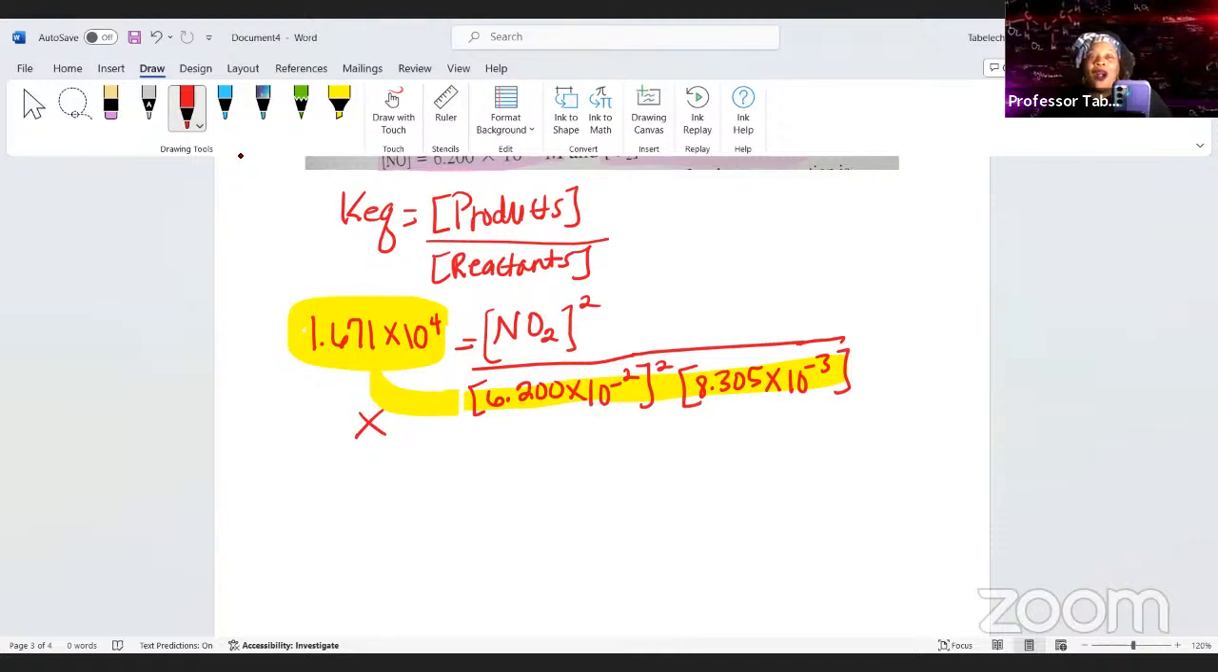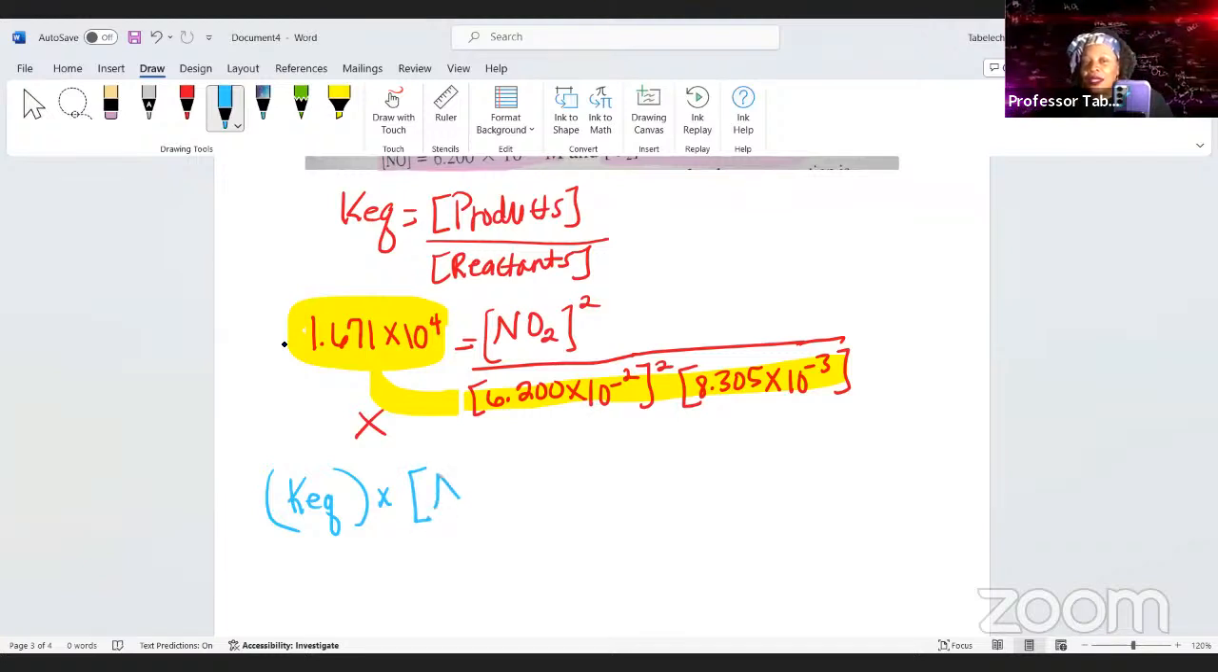Okay, so watch this. I know you're like, oh no. And I'm like, oh yeah, okay. So watch this. Let me write the formula so that way you will know what I'm referencing. I'm going to say the KEQ that they gave us, times the concentration of the reactants. The reactant was NO, squared, times the concentration of O2.